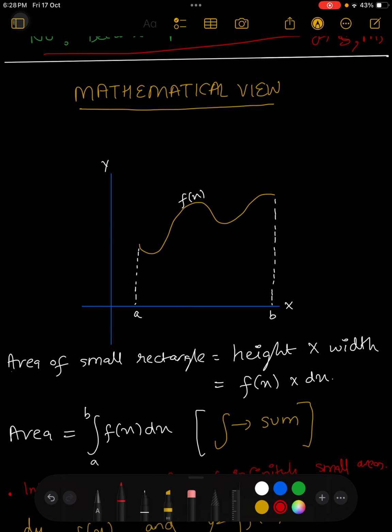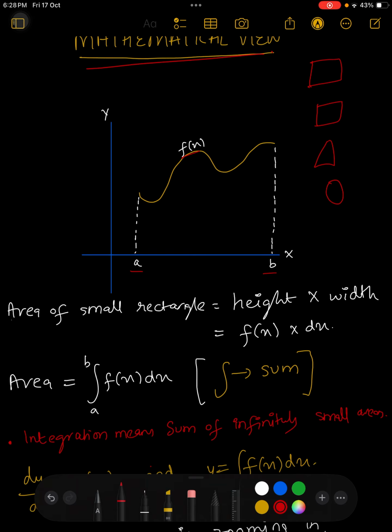Now let's see mathematically how we represent integration. So let's make it mathematical now. Suppose there is a curve f(x), okay, and I want to find the area under this curve from x equals a to x equals b. How do I do it? If there was a geometrical figure like a rectangle, square, triangle, or circle, the area would be easier to find, right? But this is a random curve. How do you find the area under this curve?